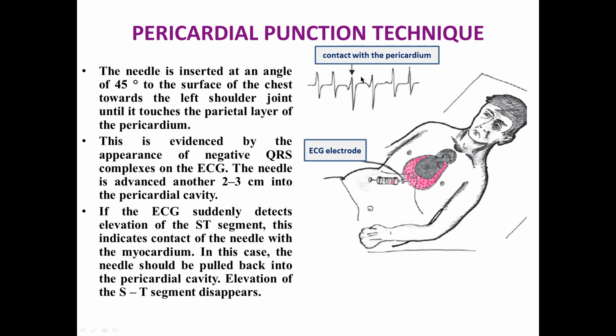When in contact with the pericardium, we have changes in the ECG waves. If the ECG suddenly detects elevation of the ST segment, this indicates contact of the needle with the myocardium. In this case, the needle should be pulled back into the pericardial cavity and the elevation of the ST segment disappears.